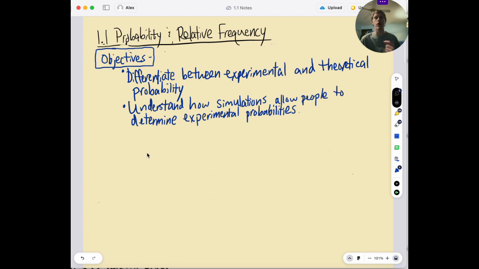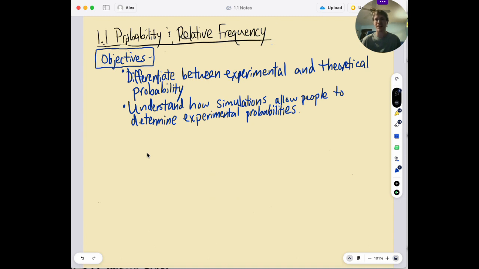So section 1.1 is on probability and relative frequency. By the end of this lecture, I want you to be able to differentiate between experimental and theoretical probability, as well as connect the dots between the two using the law of large numbers. And also I want you to understand how simulations allow people to determine experimental probabilities. That will probably be its own separate video where I walk you through some code. But for now, let's get started.